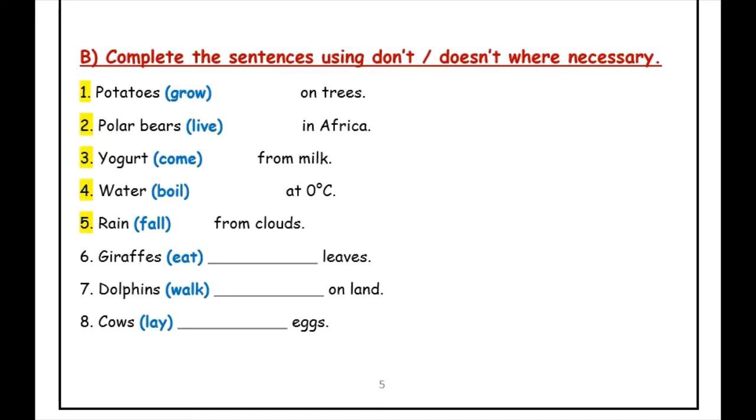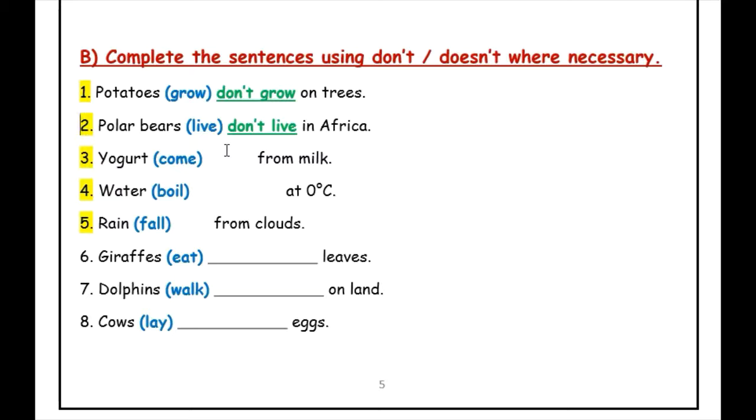Number 1. Potatoes grow on trees. Do potatoes grow on trees? No, they don't. So we say potatoes don't grow on trees. Polar bears live in Africa. Do polar bears live in Africa? No, they don't. So polar bears don't live in Africa.